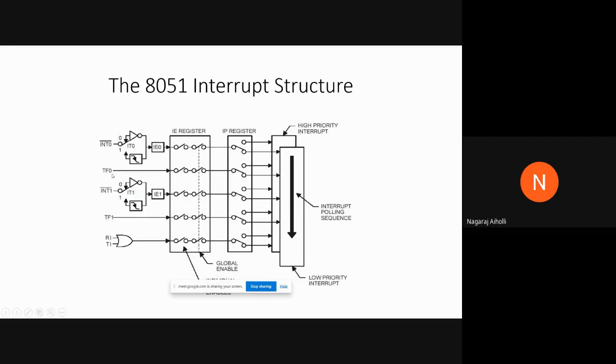Similarly, next is the TF0 timer 0 overflow interrupt, right? It is enabled by the IE register. Then if you want the timer 0 overflow interrupt to have higher priority than other interrupts, then we have to make the priority bit in the IP register for TF0 equal to 1. The next is external interrupt 1.